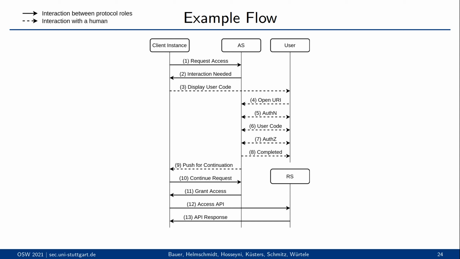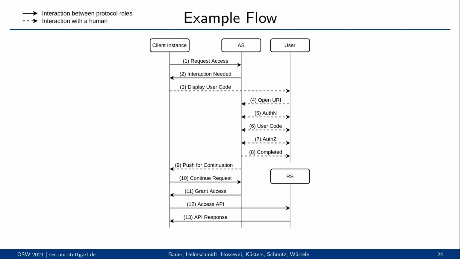So the client instance then displays a user code to the user that it has received from the authorization server in its response. The user can then open a URI of the authorization server on a second device, authenticate himself to the authorization server, and then enter that user code on the web page of the authorization server. The authorization server then uses that user code to associate the interaction with the grant request made by the client instance.